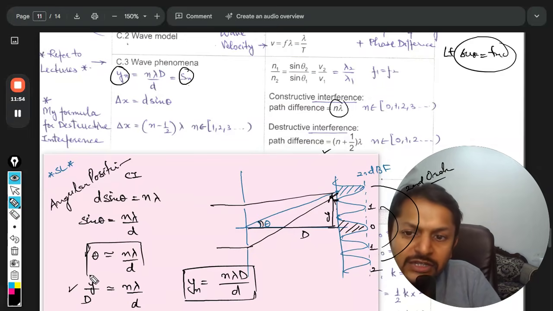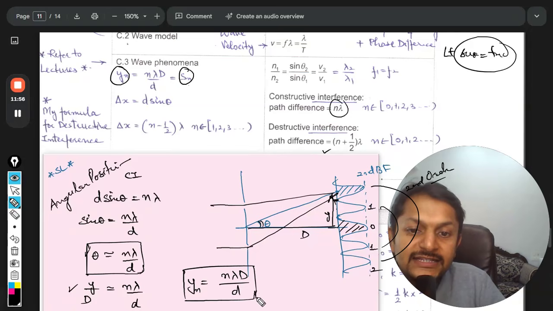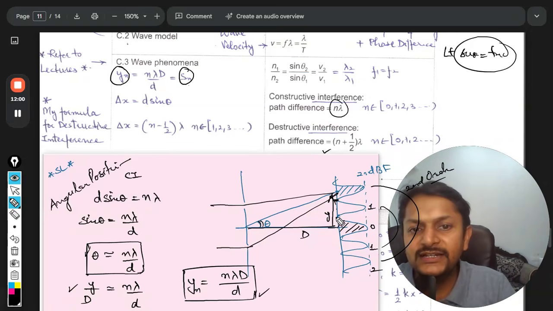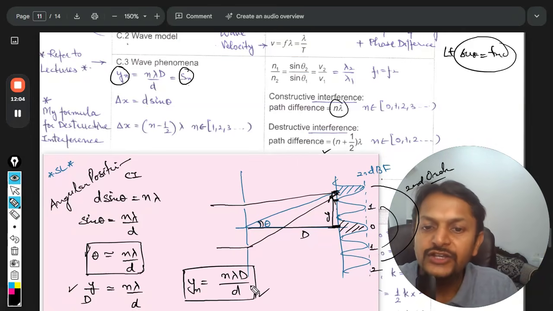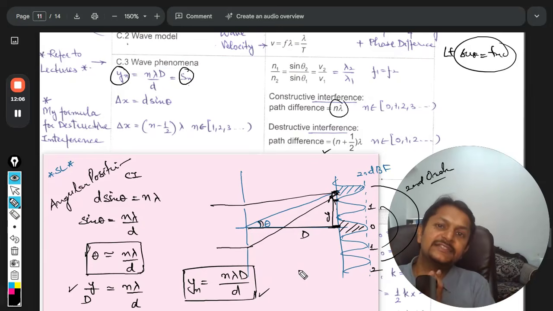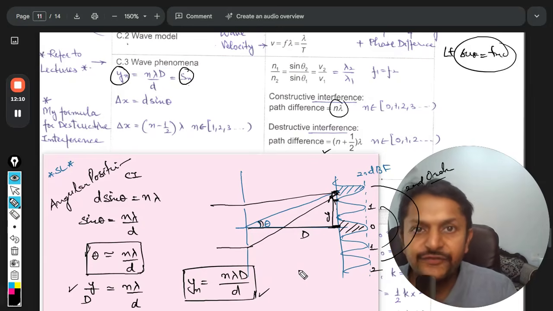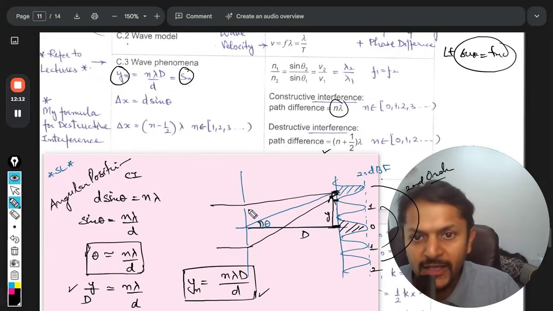So this was about the angular position, and this is literally about the centimeters, or what is the distance of the bright fringe from the central bright fringe. So this will be that. This is, I believe, everything about the interference, okay?